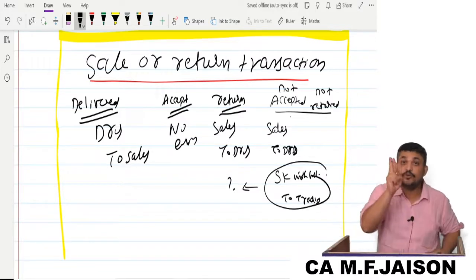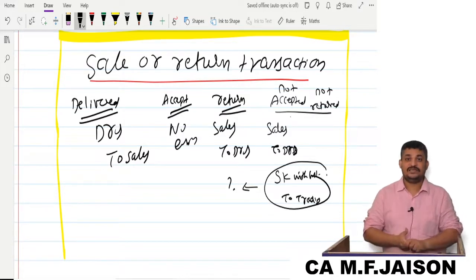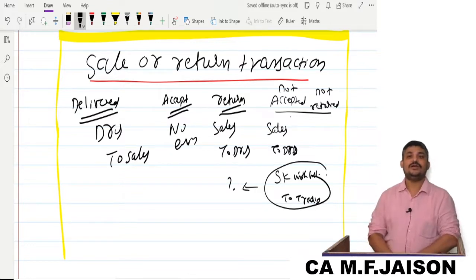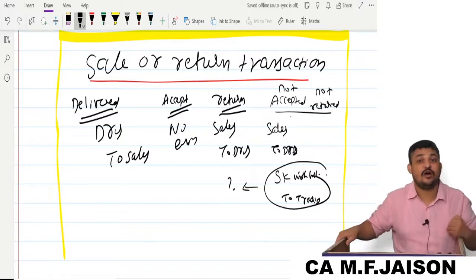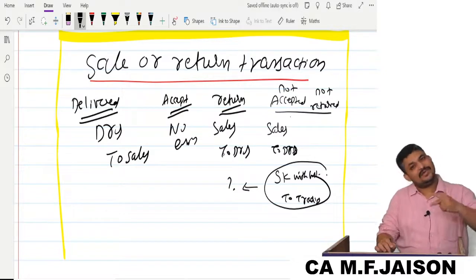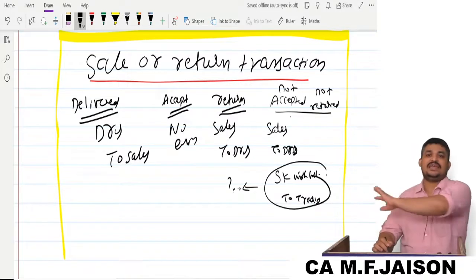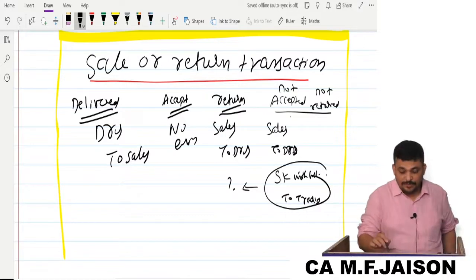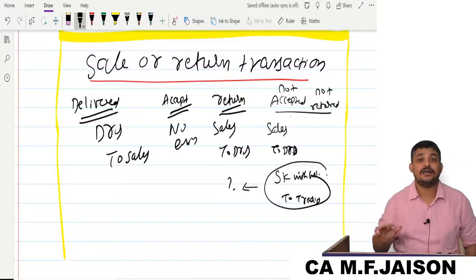Like that, I should make 2 entries at the end of the year for those goods for which neither it is accepted nor it is returned. What are the 2 entries? Reversal of sales and including as my stock. Understood? But if it is already returned, reversal of sales is sufficient. Automatically it will be included in my stock because it physically came to my shop.